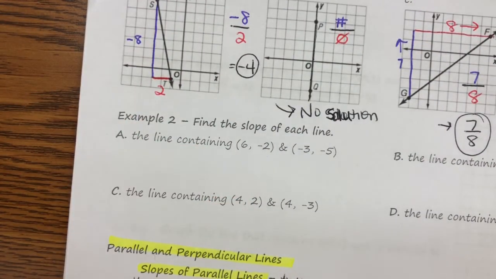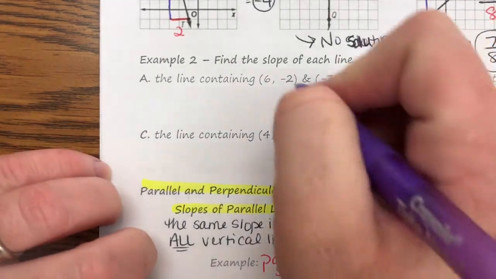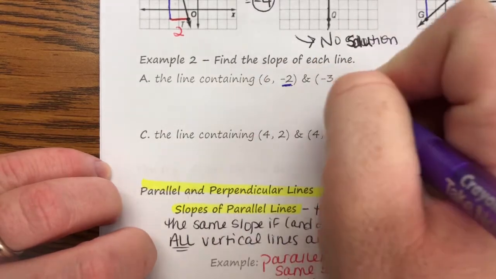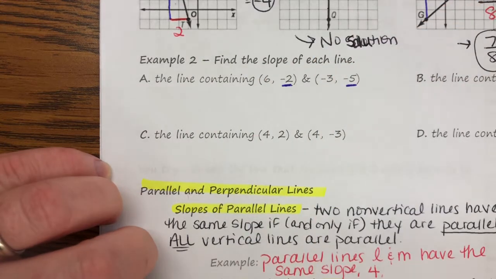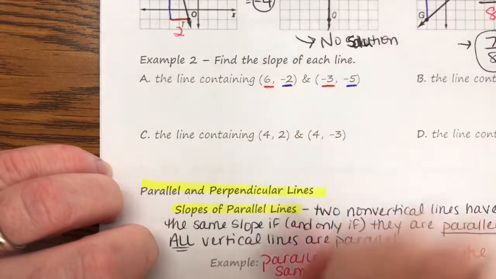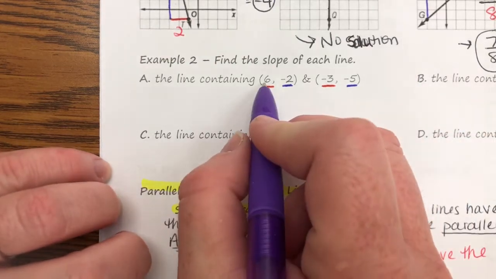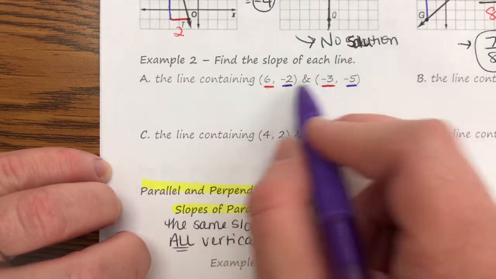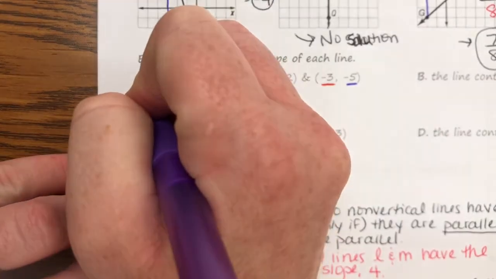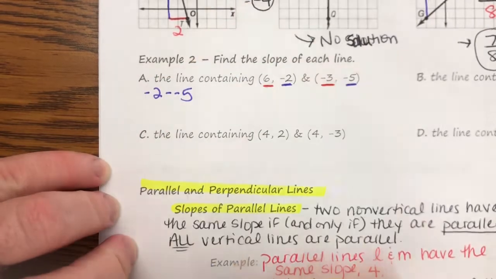All right, for the next section here, we're going to mathematically find the slope between 2 points given. Okay, so here I'm going to mark our y values. I'm going to underline them in purple. I'm trying to keep all my y values purple, and all my x values are red. Okay, so if I want to find the change in y over change in x, I'm going to look at my y values first, -2 and -5. So I'm going to say -2 minus -5.